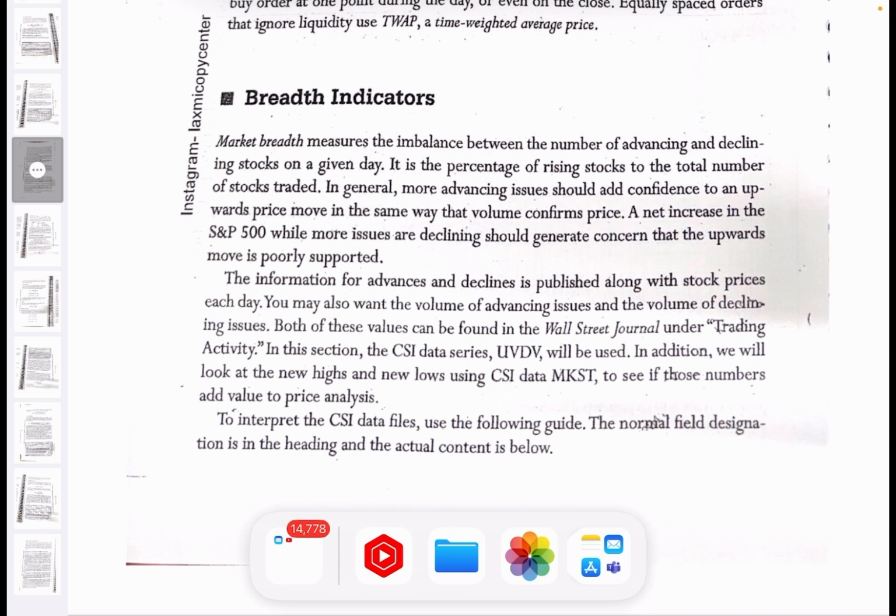So it is the percentage of rising stocks to the total number of stocks traded. Market breadth is basically the number of the rising stocks divided by the total number of stocks which are there in the market. In general, more advancing issues should add confidence to an upwards price move in the same way that the volume confirms price. A net increase in the S&P 500 while more issues are declining should generate concern that the upwards move is poorly supported. So just because S&P is increasing, that doesn't mean that overall everything is increasing. You need to always confirm it with the advancing or the declining ratio as well, right?